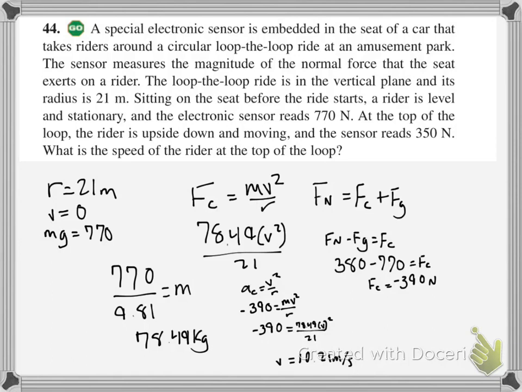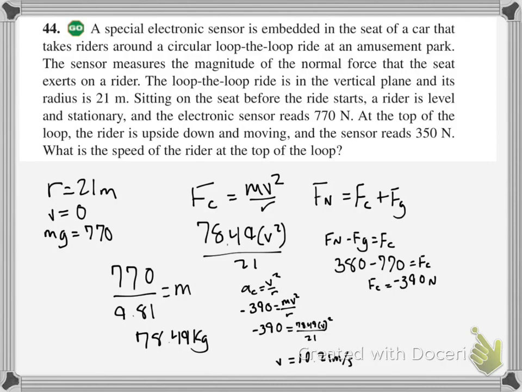Sitting on the seat before the ride starts, a rider is level and stationary, and the electronic sensor reads 770 newtons. At the top of the loop, the rider is upside down and moving, and the sensor reads 350 newtons. What is the speed of the rider at the top of the loop?